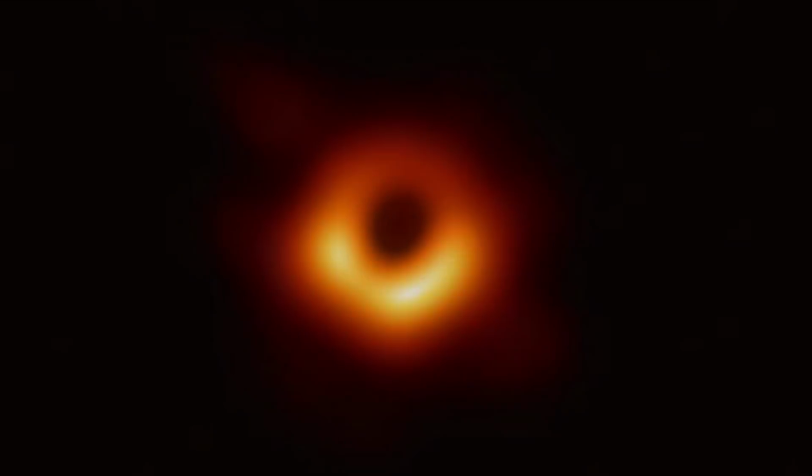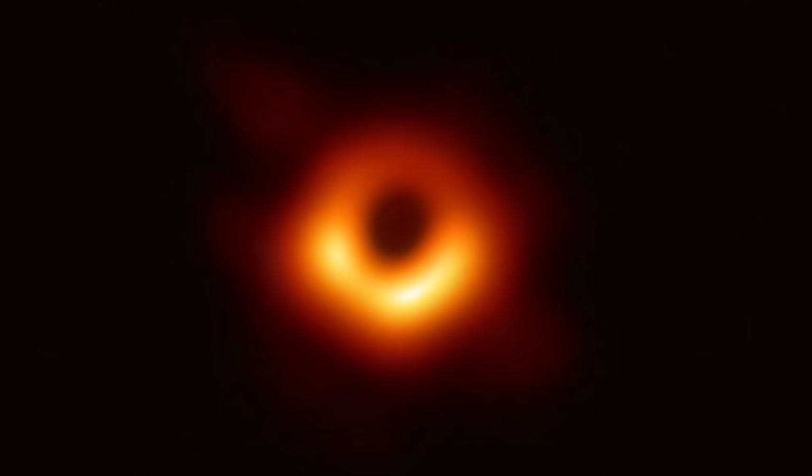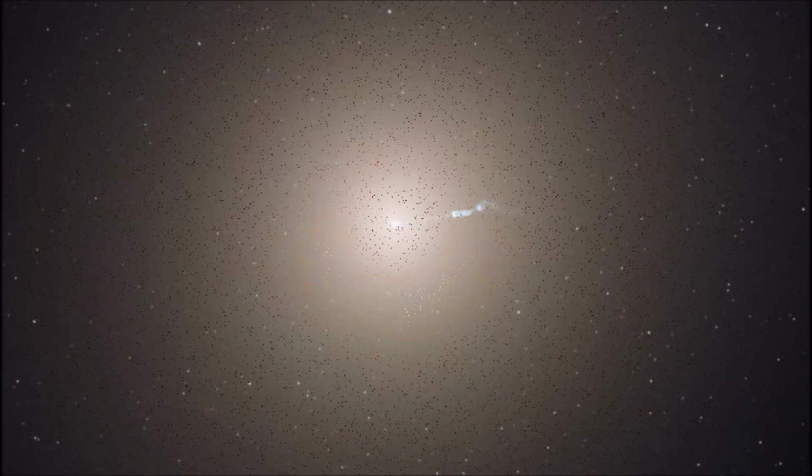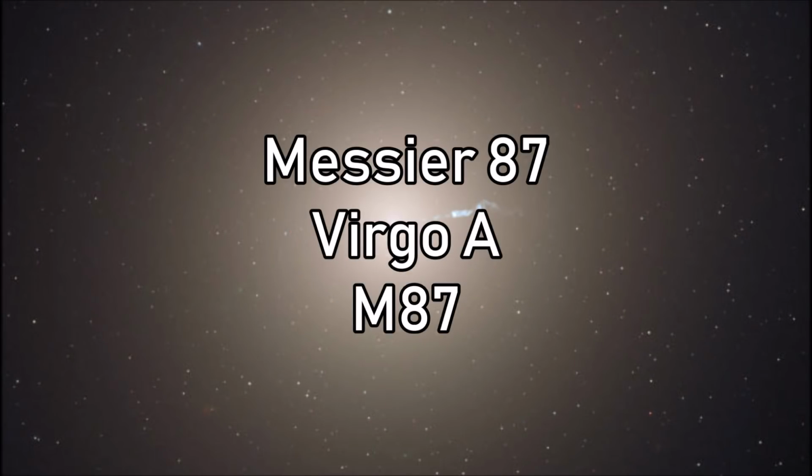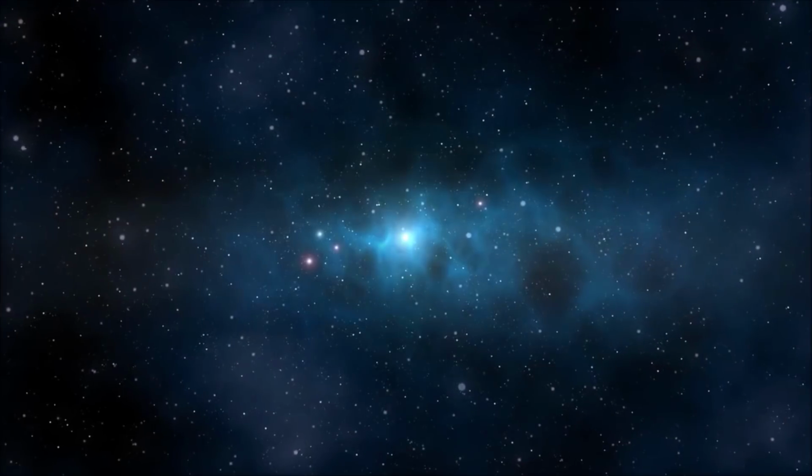So, about the black hole itself, what are we actually looking at in this image? This black hole is the engine at the centre of the supergiant elliptical galaxy Messier 87, also known as Virgo A, or M87, located over 50 million light years away in the constellation of Virgo, hence its alternative name.